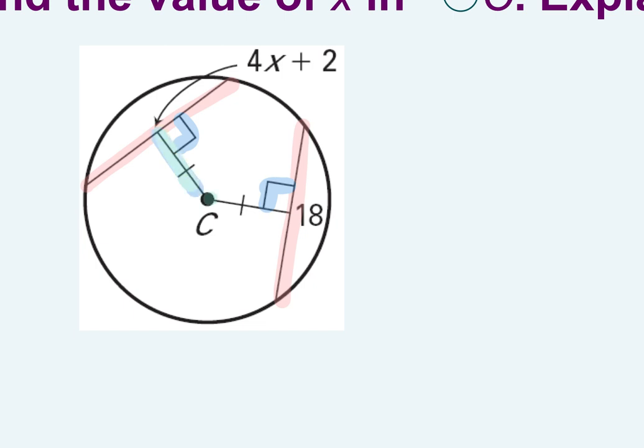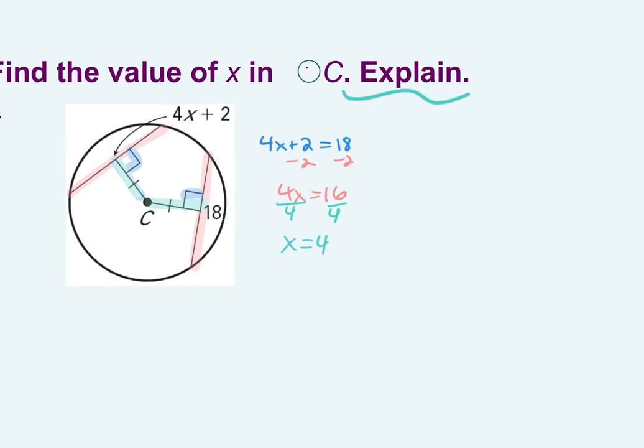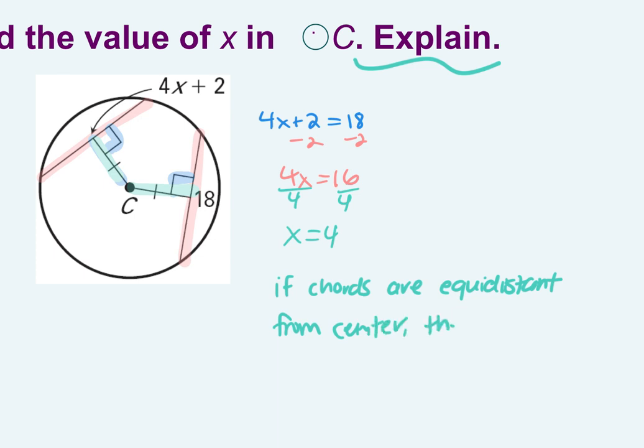So if they're equidistant from the center, which means it has to have the right angle and it has to be marked as congruent, then they're congruent. So 4x plus 2 equals 18. Subtract the 2. 4x equals 16. Divide by 4. And x equals 4. And again, explain. And this is the equidistant chord theorem, or if chords are equidistant from center, then they're congruent.